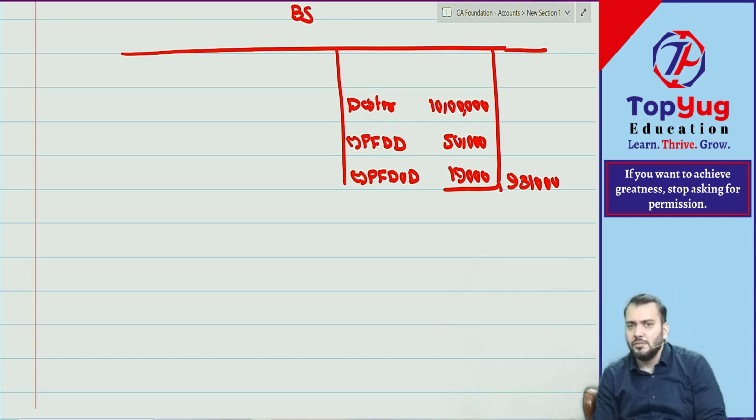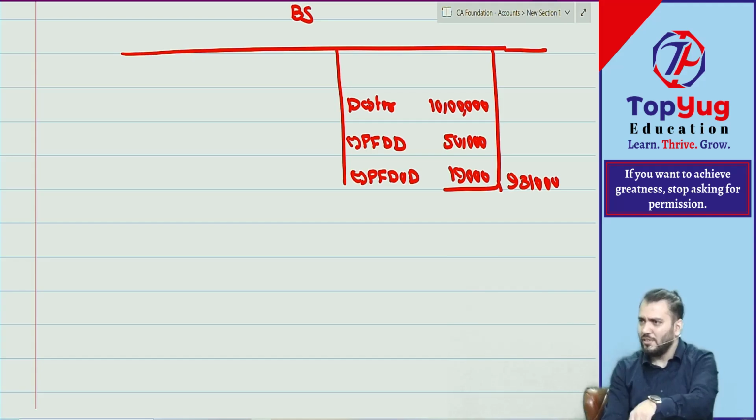Understood? Correct. You will do one question. You will try your level best. Correct. A little understood, a little understood. Not fully. 50% understood. Thank you very much.